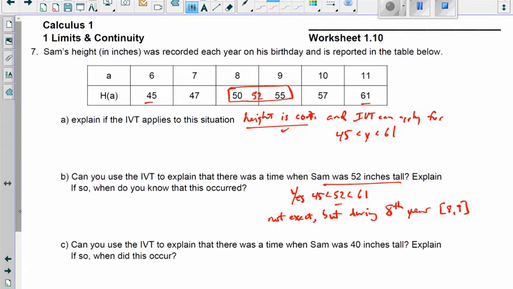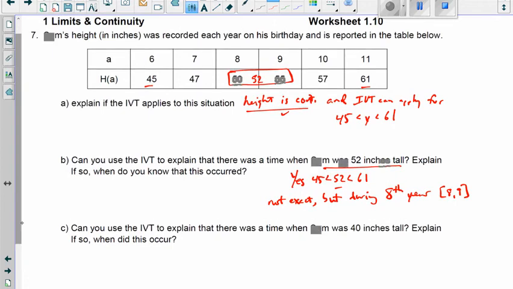And can we use the IVT to say when he was 40 inches tall? Okay, so can we apply this to another number? So this one would be no, we can't be guaranteed that. 45 is not less than 40, less than 61. So that's outside the boundaries. That's the reason why. That little inequality is enough for our explanation.